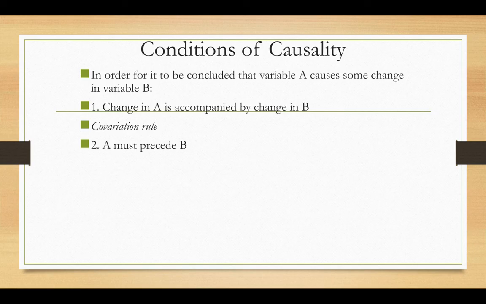Perfect. Number 2, A must precede B. So A has to come before B. So in other words, my independent variable has to come before my dependent variable. We call this the temporal precedence rule. And essentially what this rule means is the following.